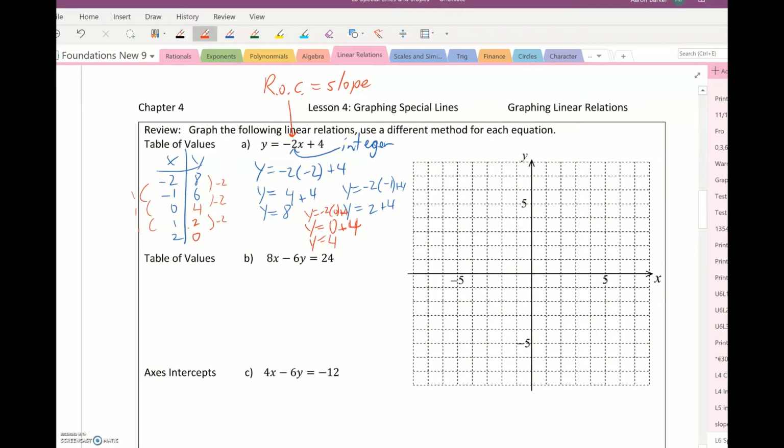So quickly we can plot those points. -2, 8 is up right here, just barely on our grid. If it wasn't on our grid, we just wouldn't plot it. We'd go to the next one. But it was on our grid. 0, 4. You can see now I'm starting to have a pattern, and 2, 0. So use your ruler, and if you don't have a ruler, just take a sheet of paper and fold it twice. You'll always get a straight line with that.